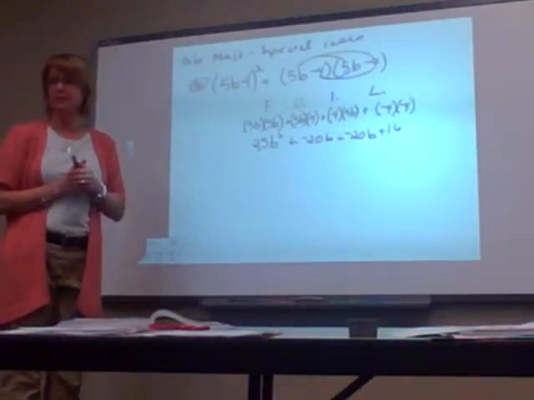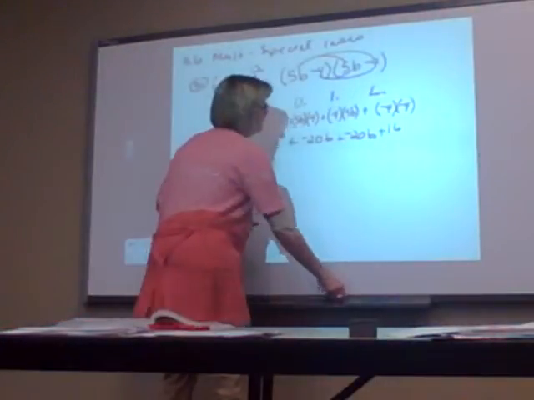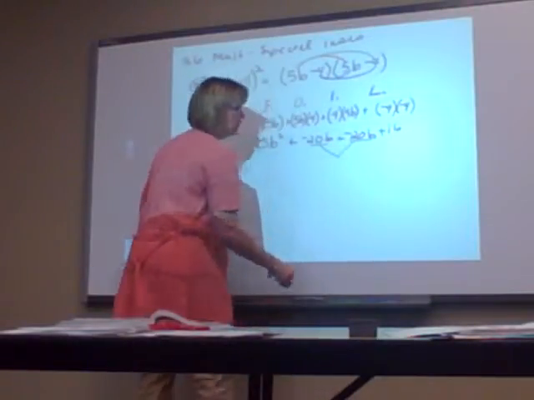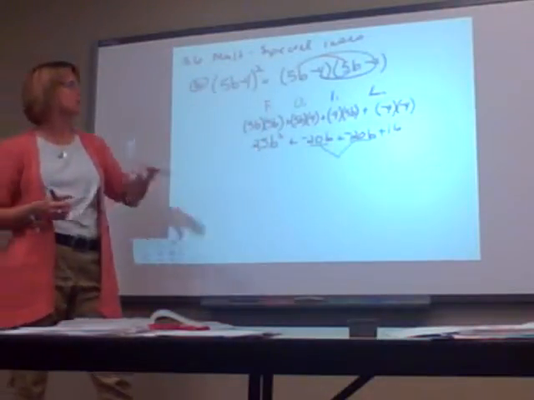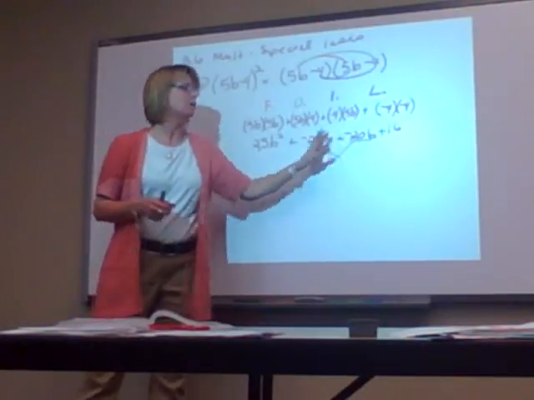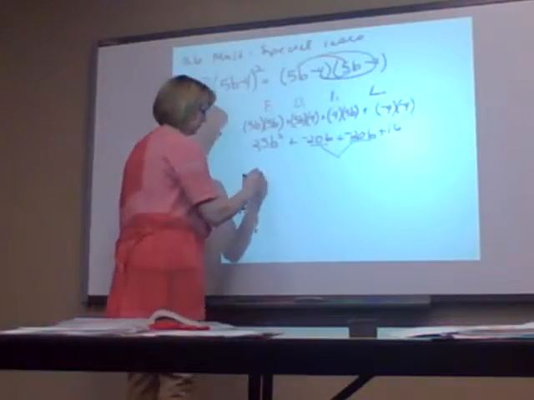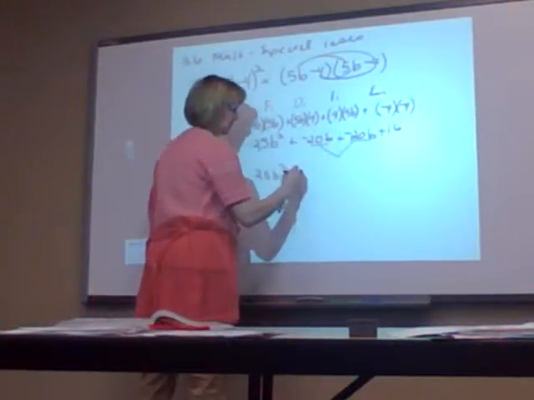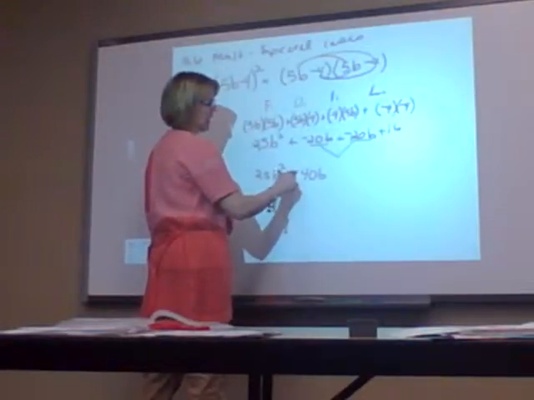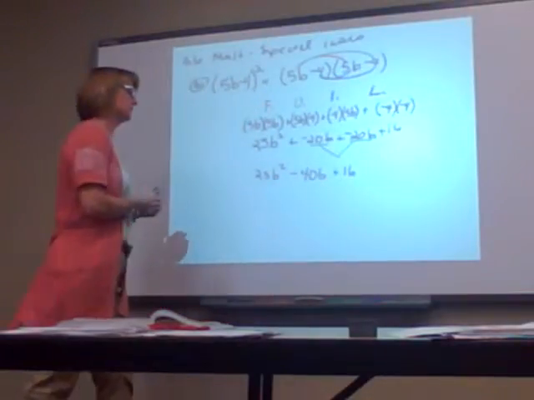Some like terms I can add together? 20s. Yeah, the 20s. These, outside and inside, will always be like terms. If these are both of the same type, these will always be like terms. So your O and I should always be able to add together. Plus a negative 40b, or you could say minus a 40b, whichever you prefer, and then 16.